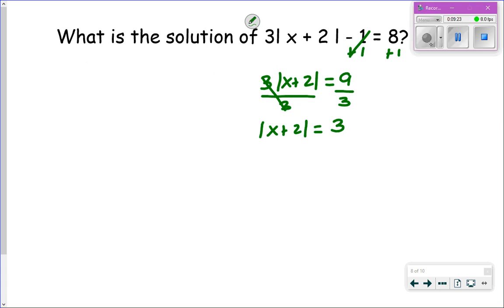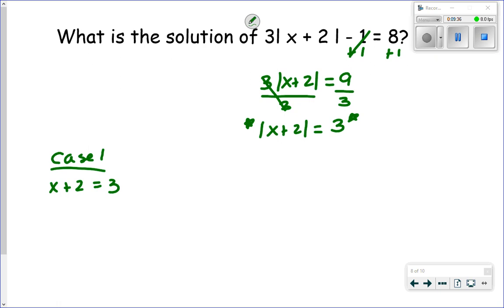So now we're left with absolute value bars equal a number. So this is what I'm going to base my two cases off of. I can set up my two cases now. So case 1 is x plus 2 equals 3. Remember, I take the absolute value bars away in the cases so that I can actually solve them.